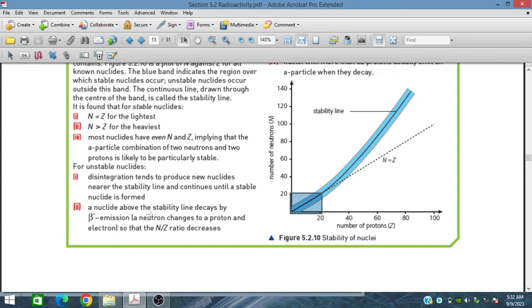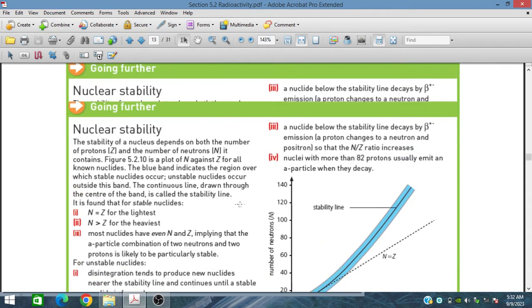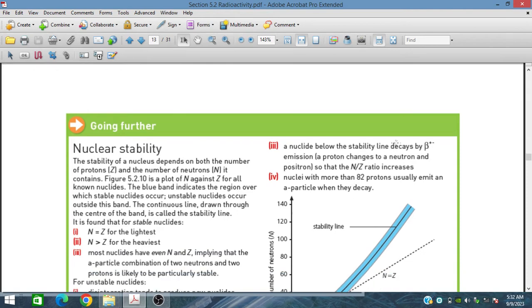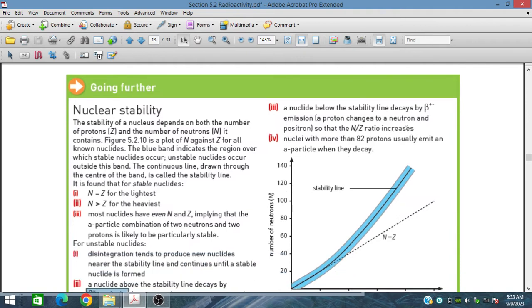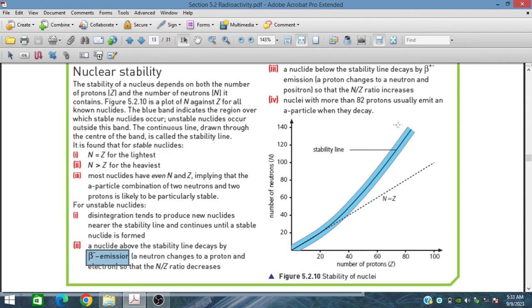A nuclide above the stability line decays by beta emission. Below this, alpha and other emissions. So for nuclides below the stability line, beta plus emission occurs, where a proton changes to a neutron, and the ratio decreases and increases. So here beta emissions, here beta positive emission, proton changes to neutron.